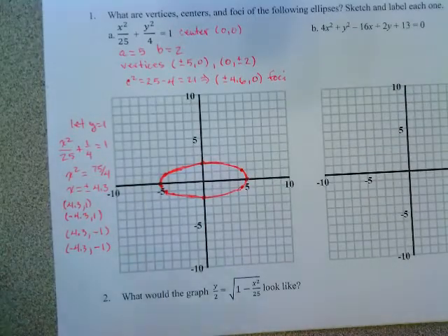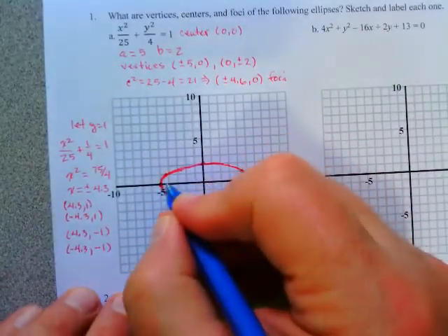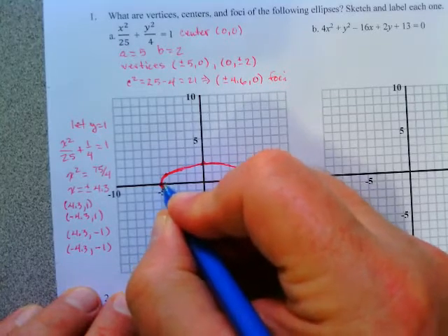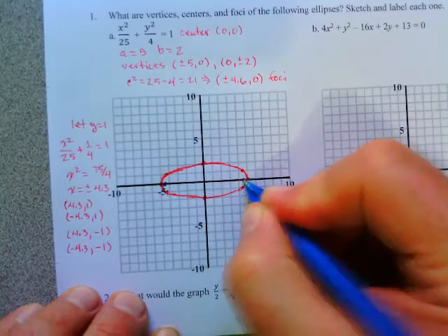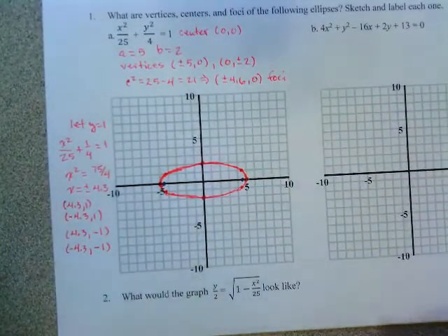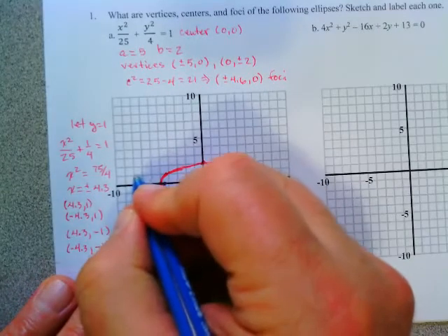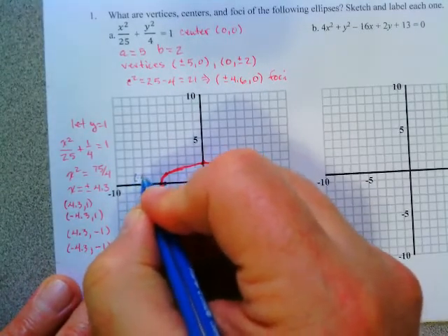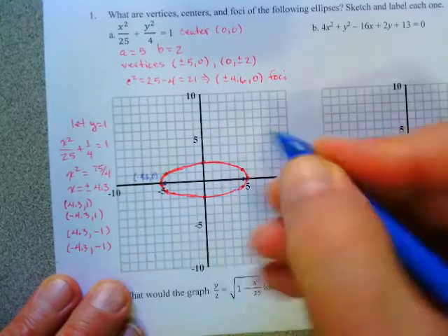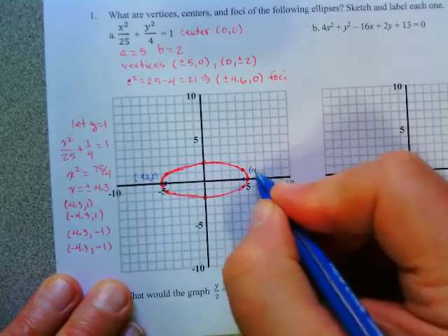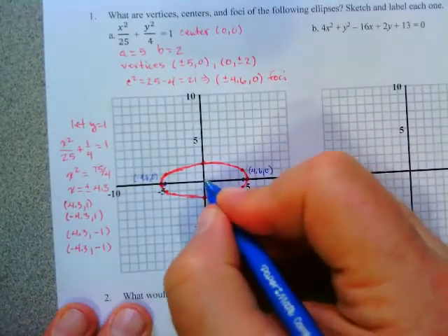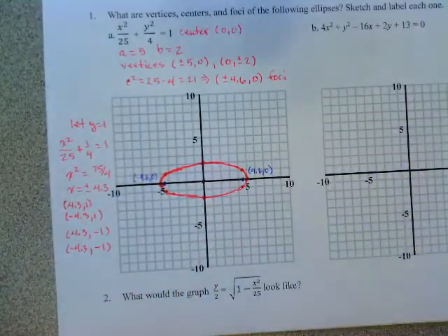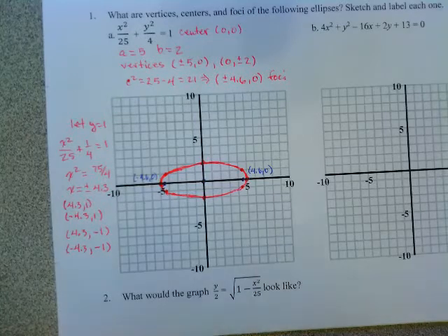And so if I want to put those on, 4.6 will be closer to there and there, like that. And so this one is at negative 4.6, 0, and this one over here is at positive 4.6, 0, and of course the center is in the middle. So there is a graph of what I would call a horizontal ellipse.